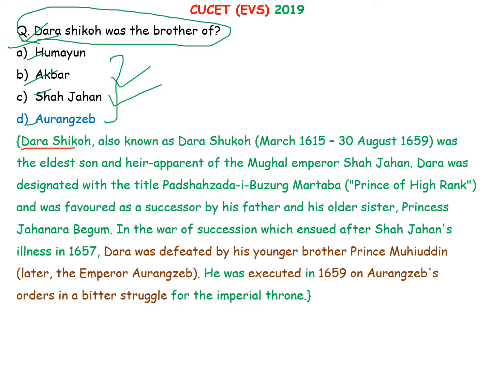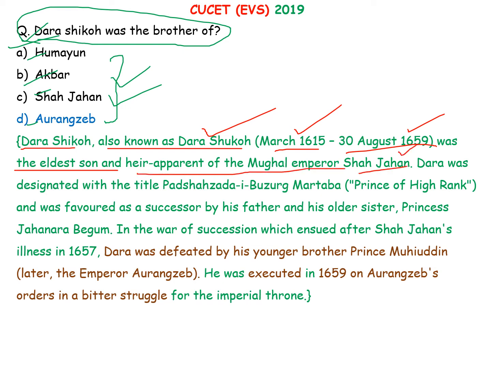Dara Shikoh, whose life span is from March 1615 to 30 August 1659, was the eldest son and heir apparent of the Mughal Emperor Shah Jahan. He was the heir apparent of the Mughal Empire. So you should know he is the eldest son of Shah Jahan.